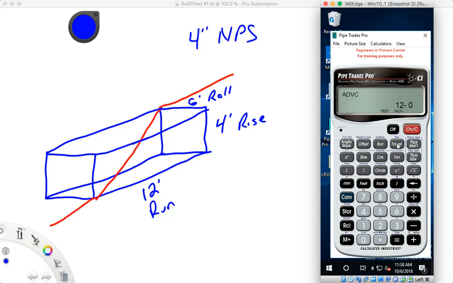And then it's going to go through so you can verify that you plug the right information in there. Our advance is the same as the run. It's just the calculator's language. Offset of 4 foot, which is our rise, and a roll of 6 feet, which is all correct. And that is how you solve a rolling offset, the longhand method, and by using the calculator.